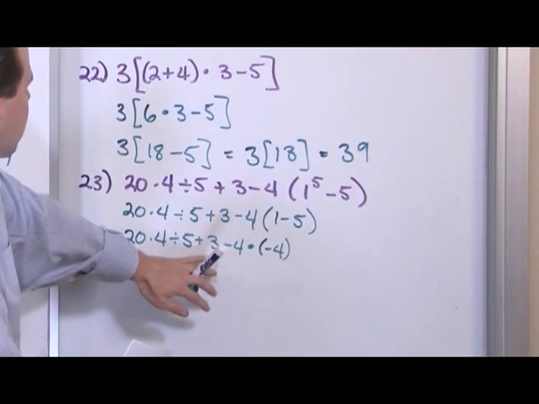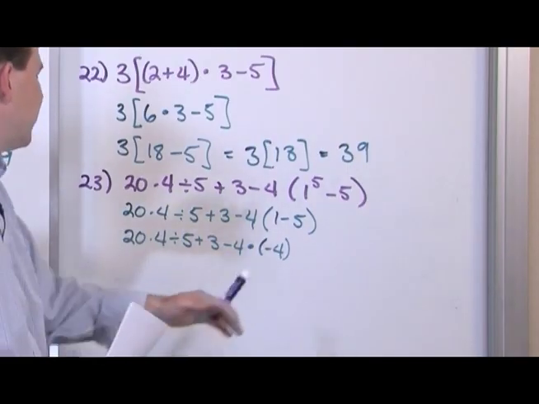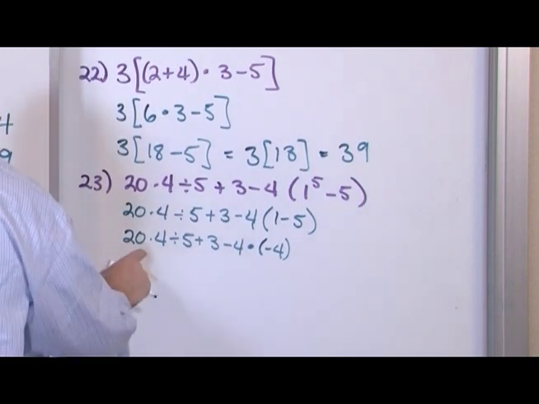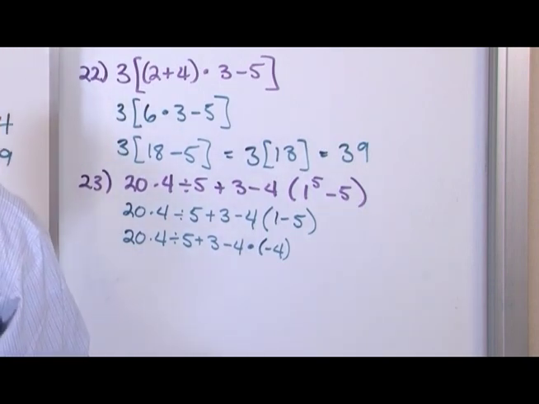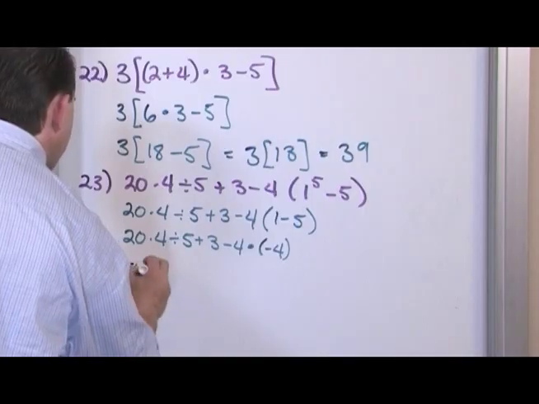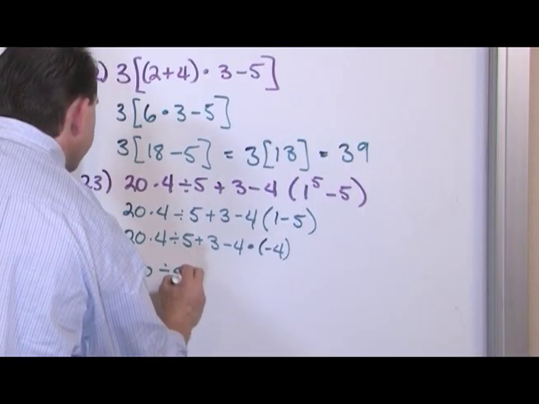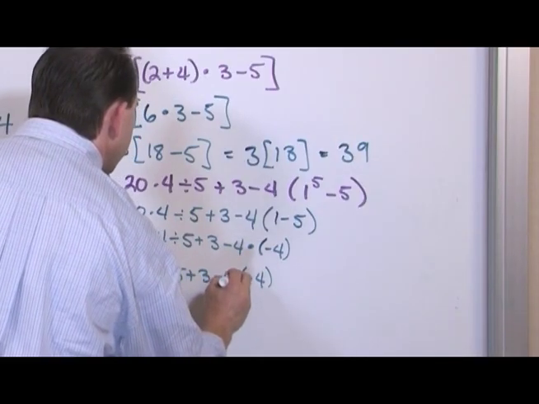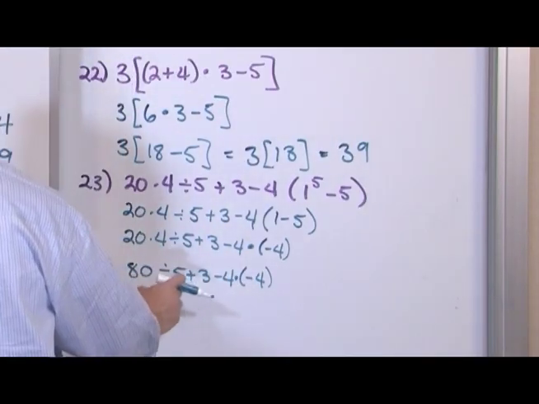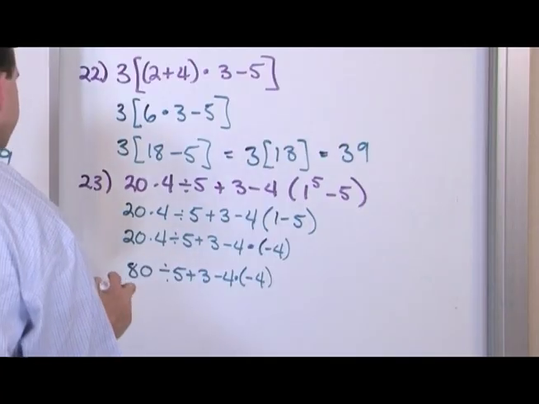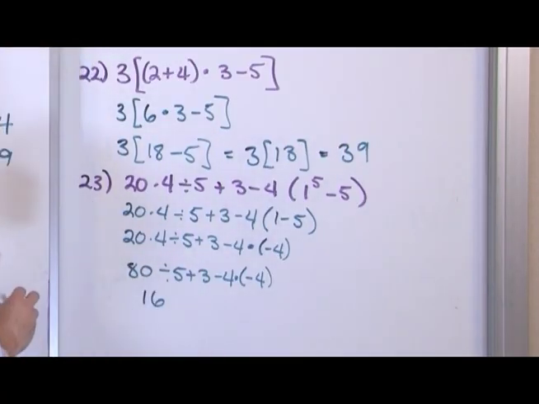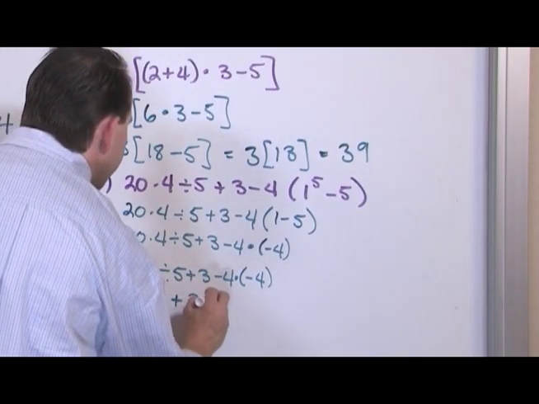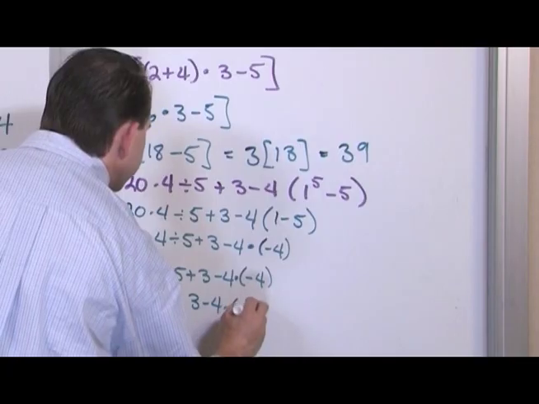Okay, now I have a bunch of stuff. Multiplication, division, I've got addition, subtraction, but I'm going to do that stuff last. So let's go and work left to right, multiplication and division. 20 times 4 is going to give me 80 divided by 5 plus 3 minus 4 times negative 4. Just working left to right. 80 divided by 5 is going to give me 16, so that's what I got here, and I'm going to carry out the rest of the problem. Minus 4 times negative 4.